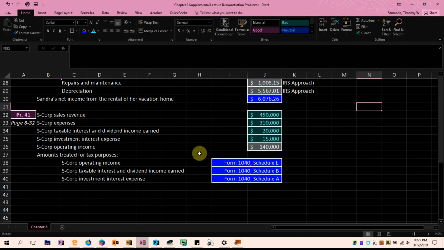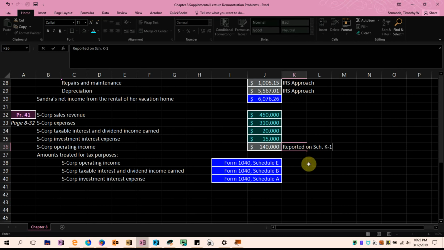Where are these amounts reported? Well, I did calculate the S corp operating income, which was just the $450 minus the $310, so the operating income is $140. This gets reported on Schedule K1, which is just a way to allocate this income to the owners, in this case the equity owners of the S corp, based on the number of shares they own. That amount, the 140, gets reported on Form 1040 of the stockholder on Schedule E, as we said earlier.